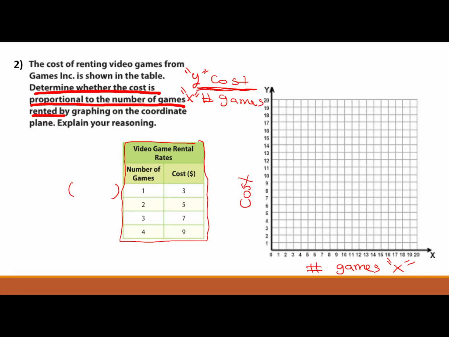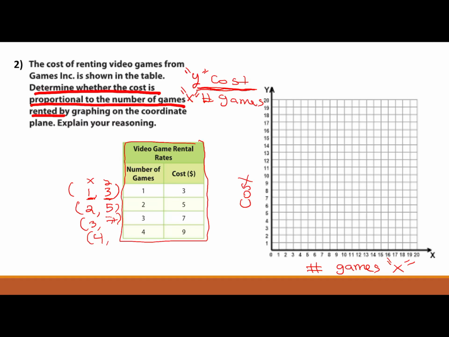So the ordered pairs, we have 1, 3. Right, x, y. So 1 represents one game, y represents the cost, so $3. So one game costs $3. 2 games cost $5. 3 games cost $7.